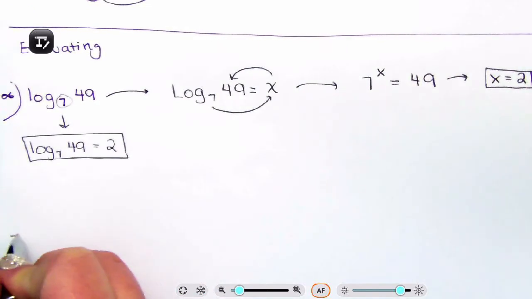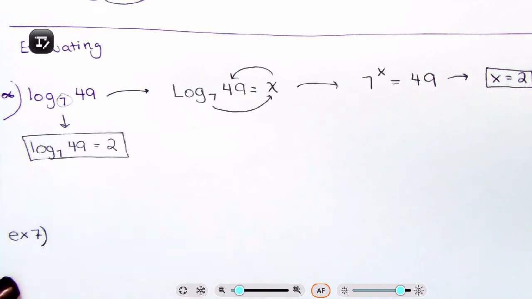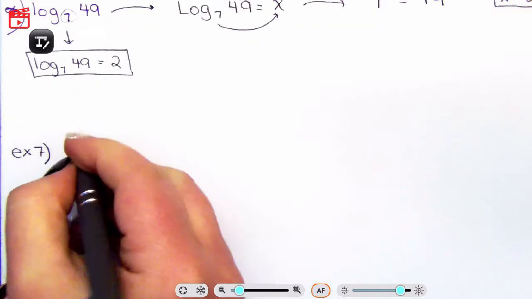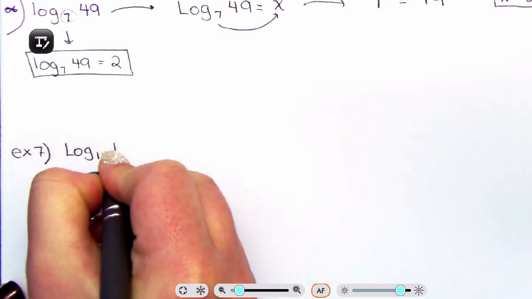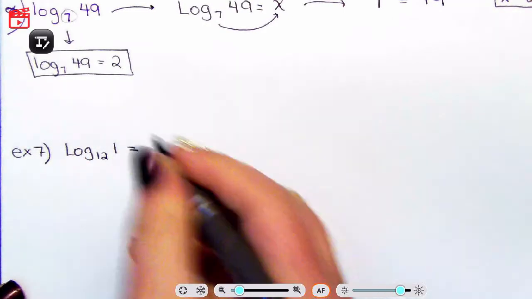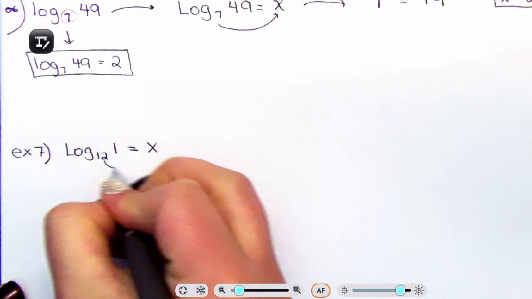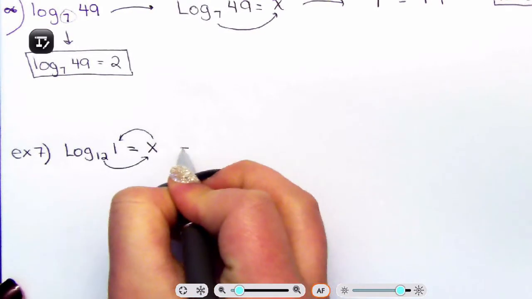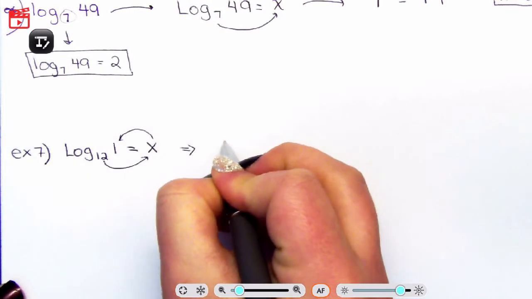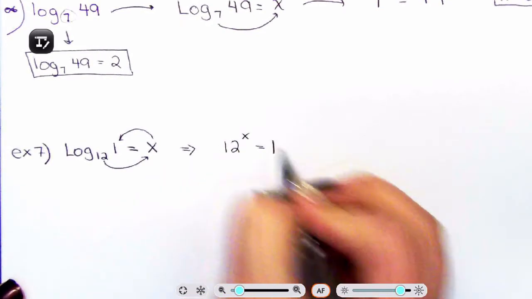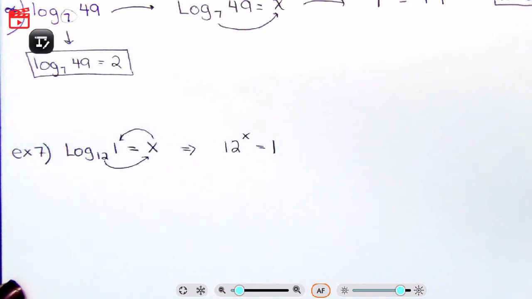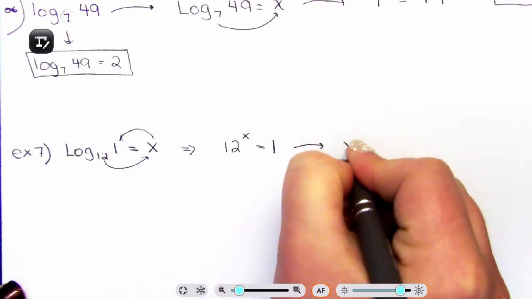Let's try another one. This is going to be example 7. Let's do this one. Log base 12 of 1 is equal to something. I'm going to write x here. Counterclockwise to rewrite it. That means I have base is 12, exponent is x, is equal to 1. 12 to the what power is equal to 1, and that means x is equal to 0.